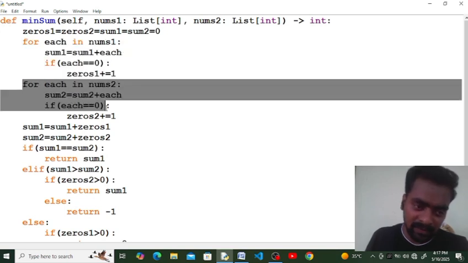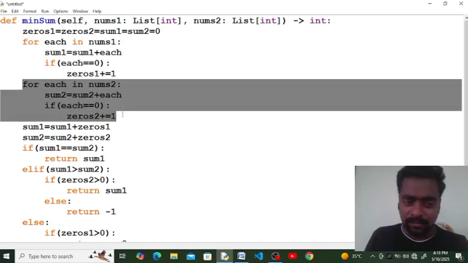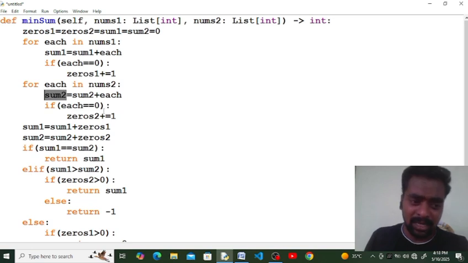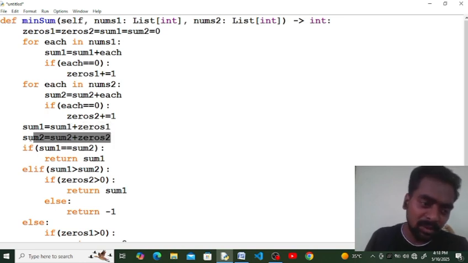The same will be repeated for the second array. That will give sum 2 and the zeros 2 value. So after getting sum 1 and sum 2, to this sum 1 you have to add the number of zeros in the first array. I already told you, all the zeros in nums 1 you have to replace with 1. If we have 4 zeros, we have to add that value 4 to this non-zero sum. In the same way, sum 2 will follow.